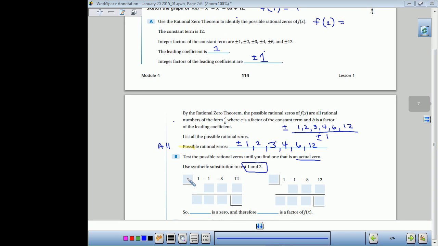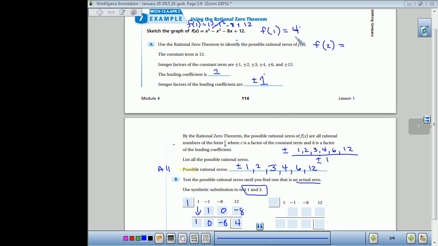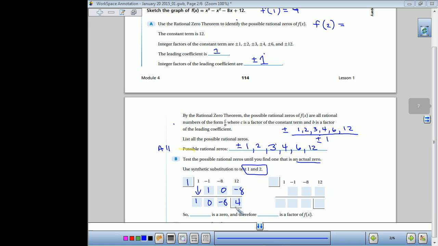Now, look what's going to happen if I test 1 here with synthetic division. If 1 were a zero, what would the remainder be? 0. But we know that 1 is not. We just did it, but let's see what happens. Bring it down. Multiply. Add. Multiply. Add. Multiply. Add. Did I get 0? No, I got 4. What did I get up here? 4. So not only did this not give us 0, so we know it's not a zero, what it did give us was the remainder.